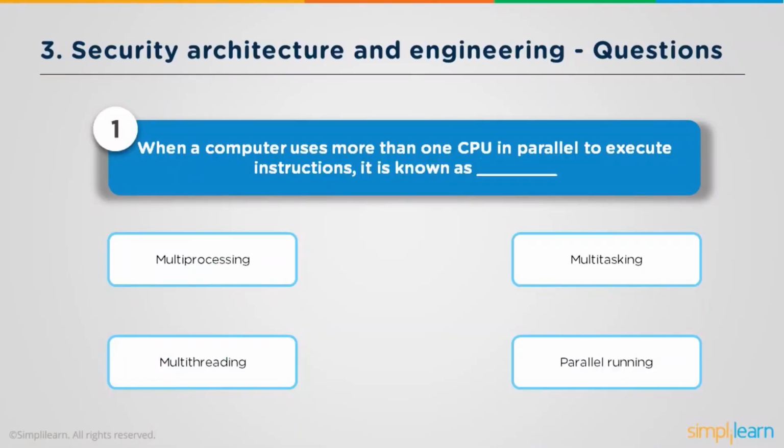Question 1. When a computer uses more than one CPU in parallel to execute instructions, it is known as multiprocessing, multitasking, multithreading, or parallel running. Now, here we need to understand the difference between multitasking, multithreading, multiprocessing, and parallel running. It would be very difficult to explain all these processes in this video. So here we are talking about executing instructions. That's multiprocessing. Multitasking is performing multiple tasks at the same time. Multithreading is where processes create multiple threads to manage certain functions. Here, when we are executing instructions in parallel, it is known as multiprocessing.